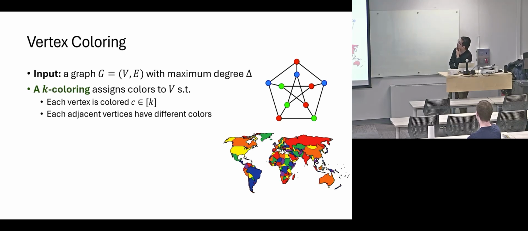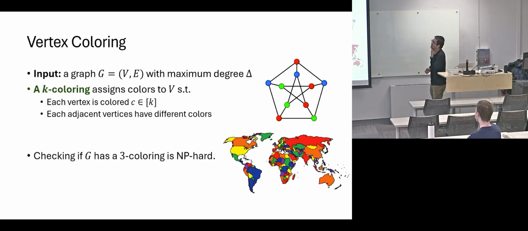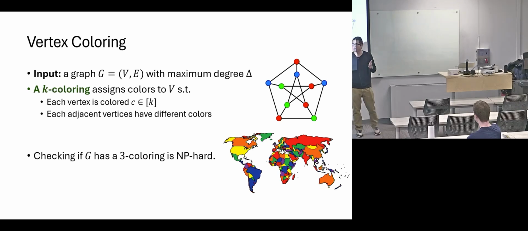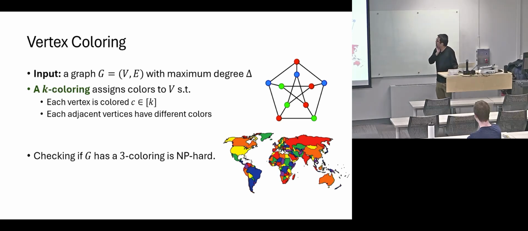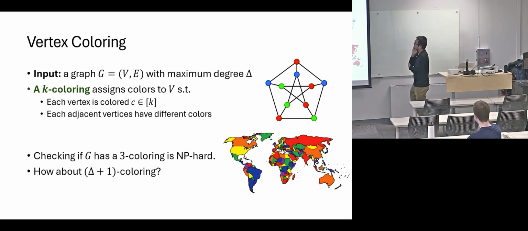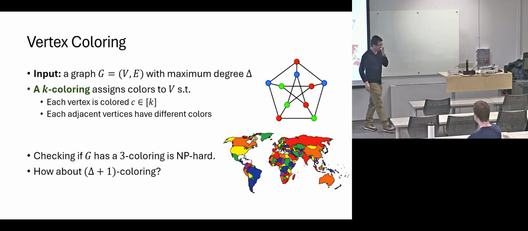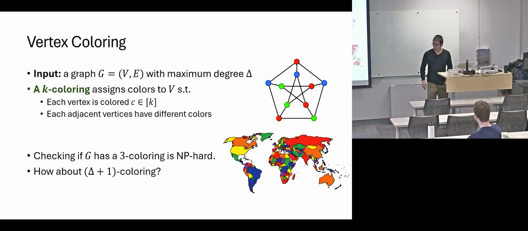One comment about coloring is that, I'm not sure you have seen this, but just checking if a graph has a 3-coloring is a hard problem. It's NP-hard. You can reduce it from 3-SAT, for example. But what if I promise that the max degree is at most delta? Can you find me a delta plus 1 coloring? Any ideas on why this might be easy?